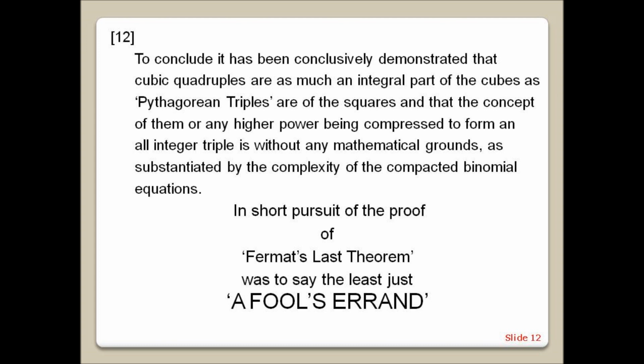12. To conclude, it has been conclusively demonstrated that cubic quadruples are as much an integral part of the cubes as Pythagorean triples are of the squares, and that the concept of them or any higher power being compressed to form an all-integer triple is without any mathematical grounds, as substantiated by the complexity of the compacted binomial equations. In short, pursuit of the proof of Fermat's last theorem was, to say the least, just a fool's errand.